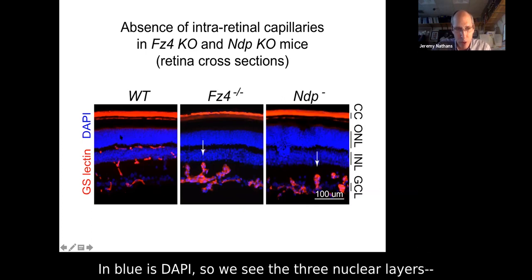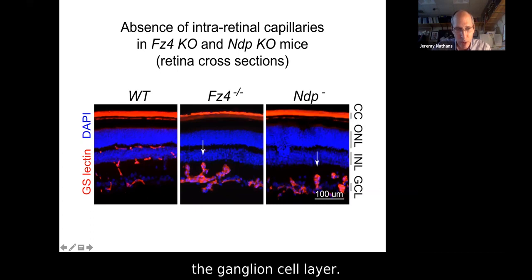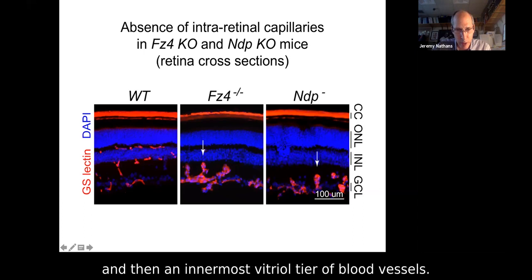So we see the three nuclear layers: the photoreceptor layer, the inner nuclear layer, and the ganglion cell layer. And in red are the blood vessels. And there are a series of layers also. There's an outer tier, a middle tier, and then an innermost vitreal tier of blood vessels.